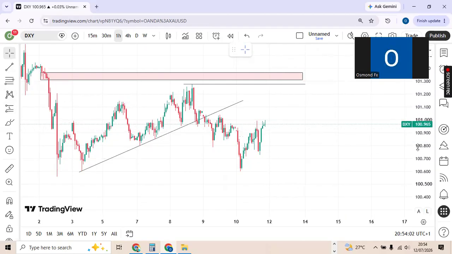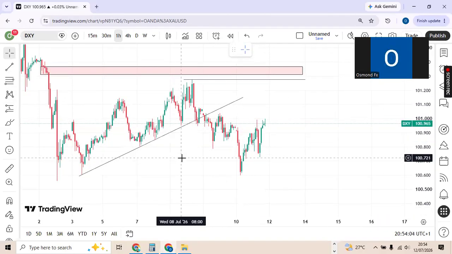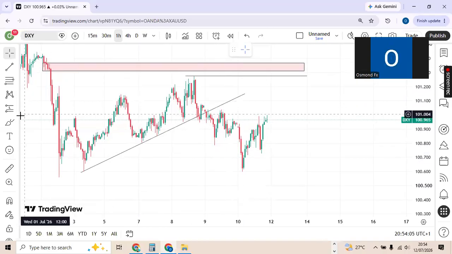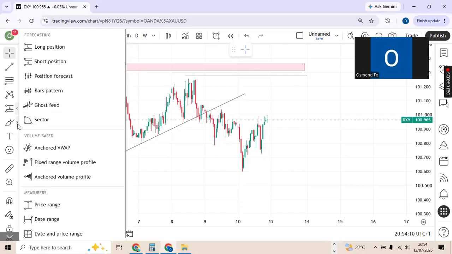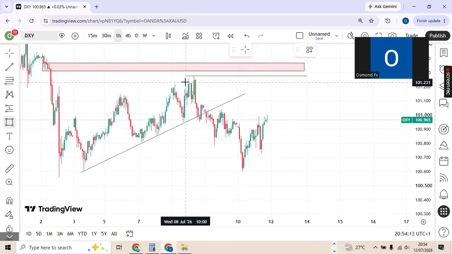But if we pay attention closely, we can also see that we have a demand zone around this area.